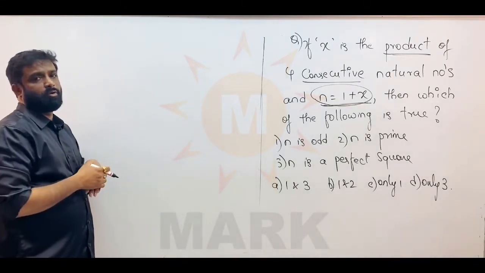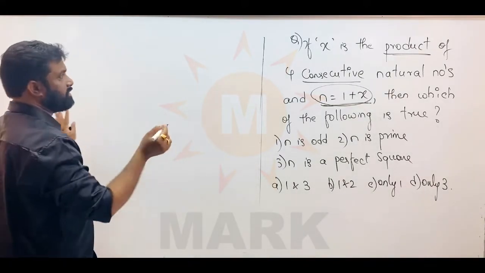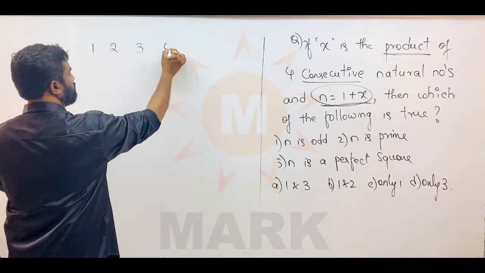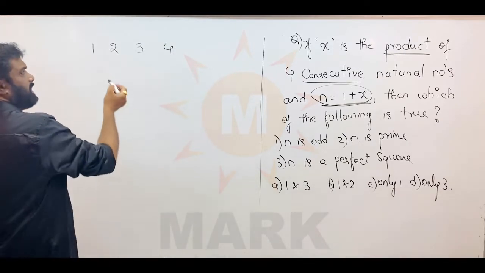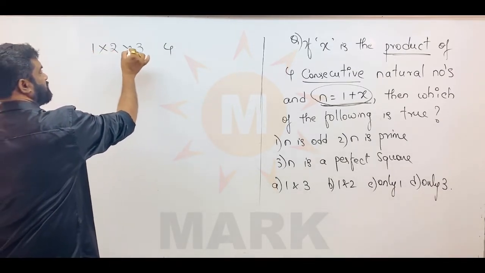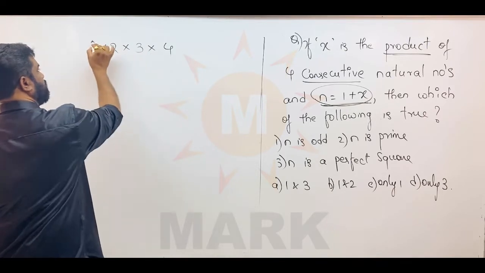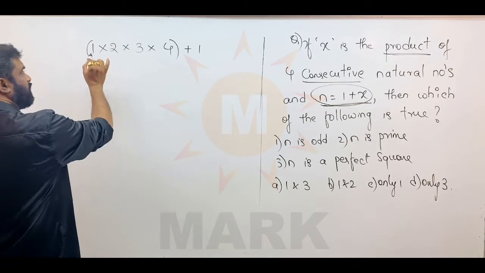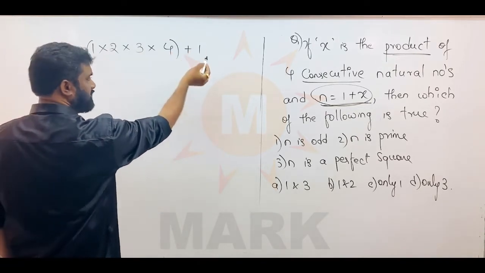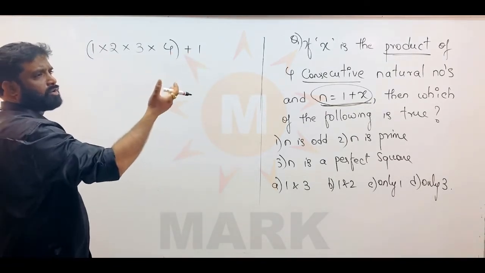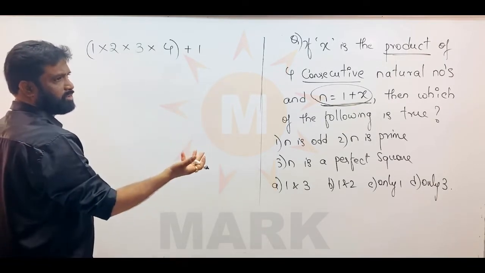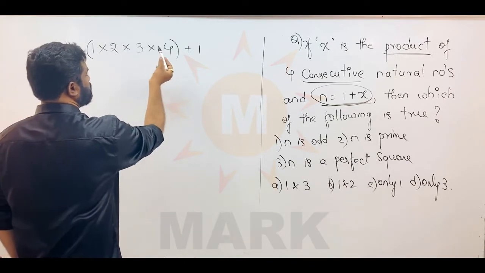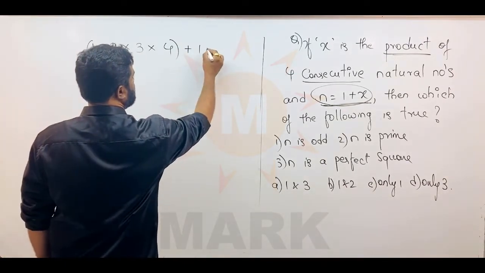Friends, since the question is about 4 consecutive natural numbers, I am taking 1, 2, 3, 4. He is telling the product x, that means 1 into 2 into 3 into 4, and then we have to add 1 to it. What is the product of 4 consecutive natural numbers plus 1? That is what he is telling. Multiply 4 consecutive natural numbers and add 1 to it. Am I right or not? Then what will be the result? 1 into 2 is 2, 2 into 3 is 6, 6 into 4 is equal to 24, 24 plus 1 is equal to 25.